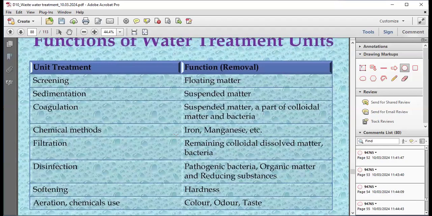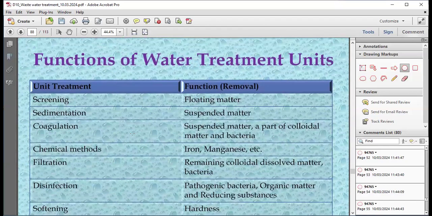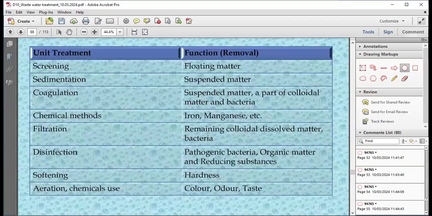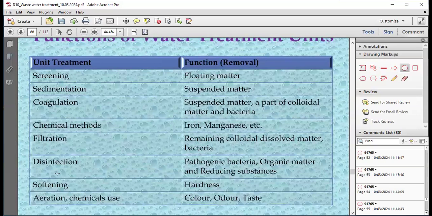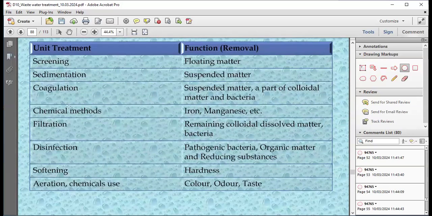So it's an important function of the treatment unit. Function means removal of the particles. So carefully study this one. Filtration means removing the remaining colloidal dissolved matter and bacteria. I may ask a question for 6 marks. One is screening, sedimentation, coagulation, filtration, softening, aeration, chemical use, odor and taste, right?